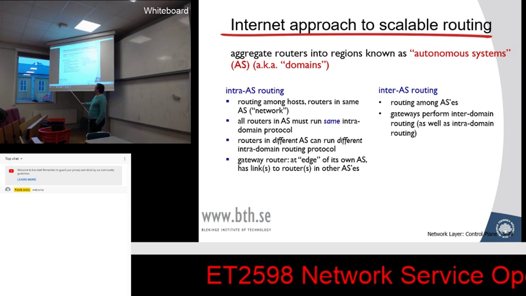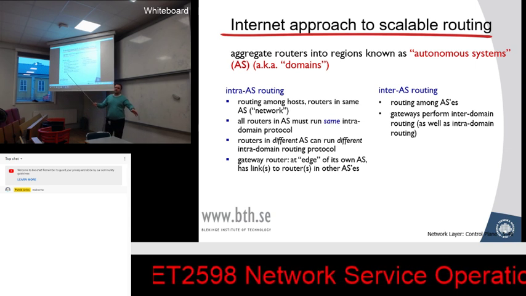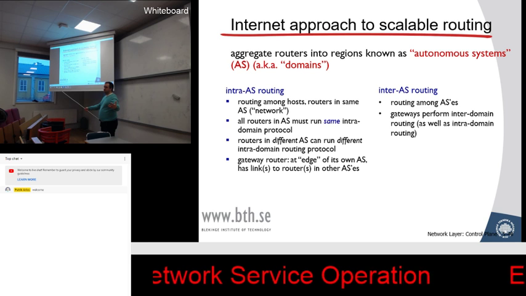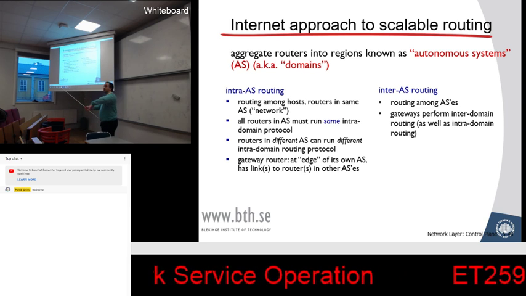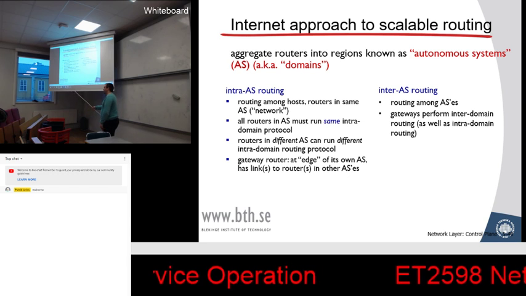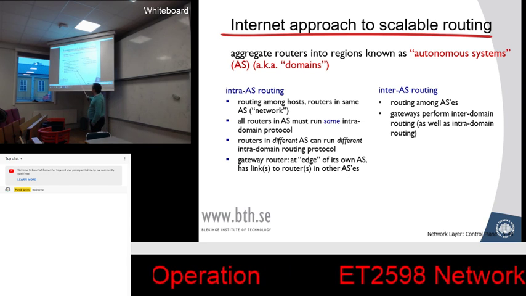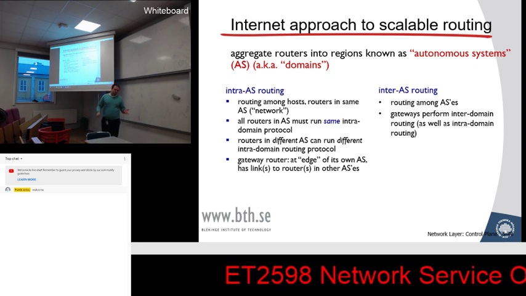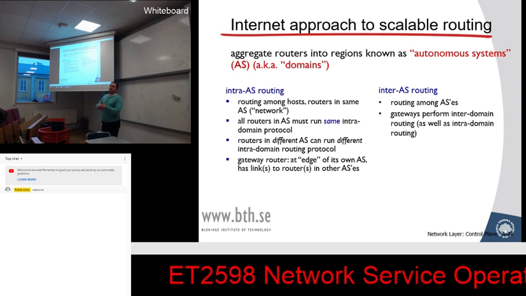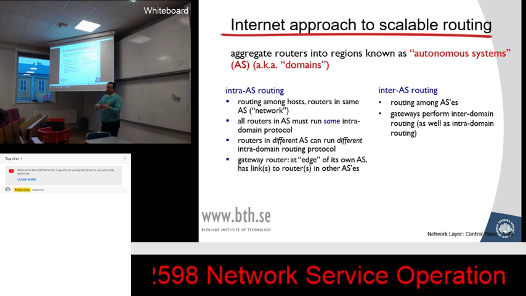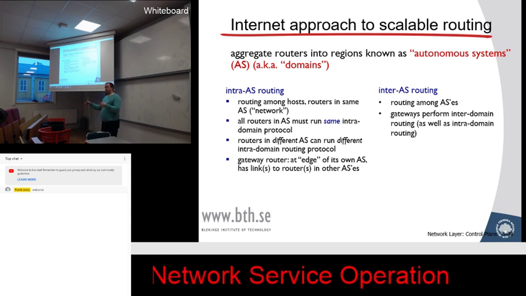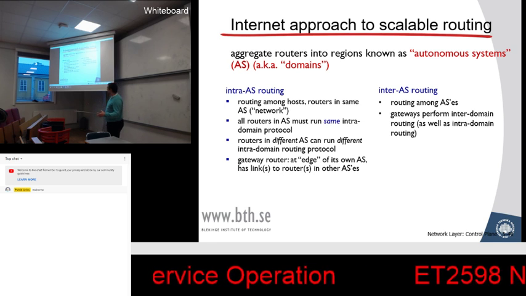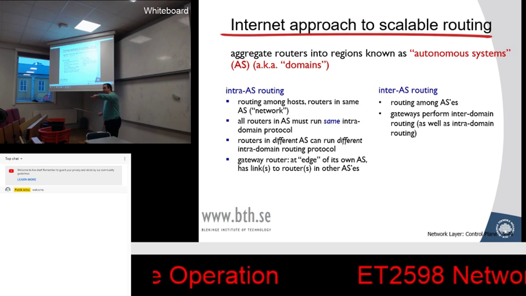This is routing among hosts within the same autonomous domain. So for instance, BTH is an AS. Within BTH, we do our own routing. In this case, it's not required, but you kind of want to have one way of doing it within your autonomous system. Use one protocol, and that's the one you're using. Of course, you can mix it, but you are doing it on your own. But they are routing the traffic within your autonomous system.